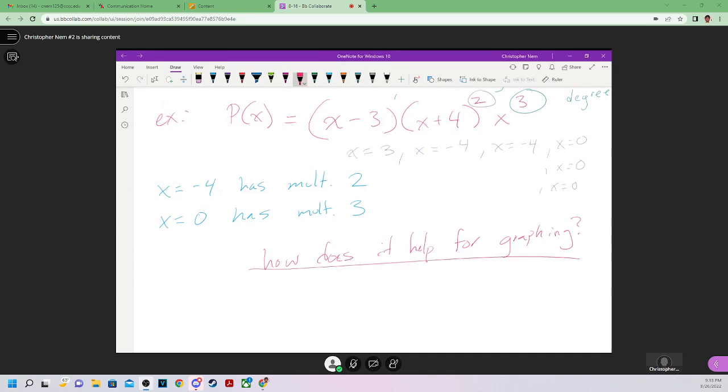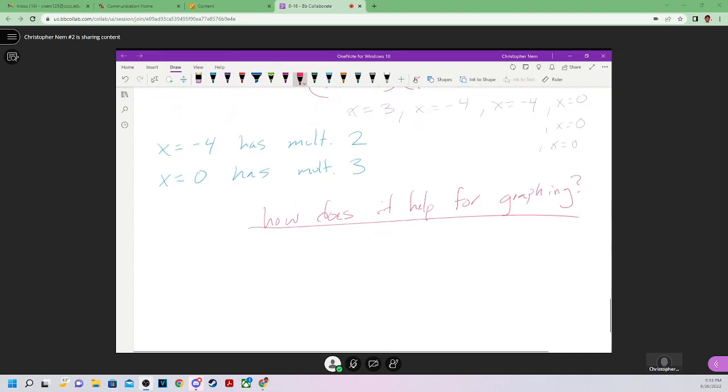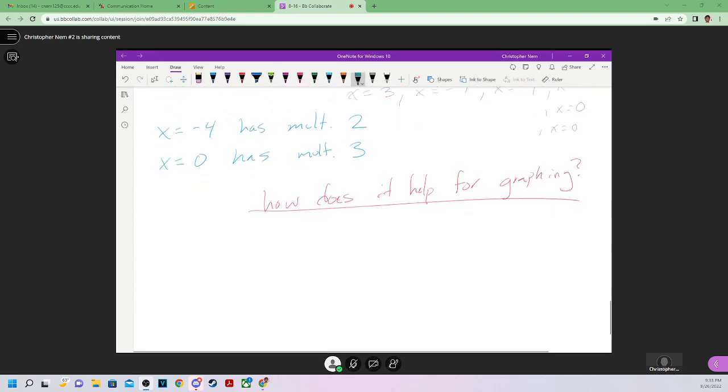Well, we have to consider the multiplicity of every single time we cross the graph. So I'm going to say if multiplicity is odd, the function or graph crosses the x-axis. So I'm saying if it's odd, the graph crosses the x-axis at the x-intercept. So you've got to look at your x-intercept. If your x-intercept has a multiplicity that's an odd number, then your graph will cross that x-axis.